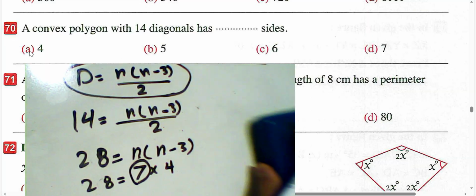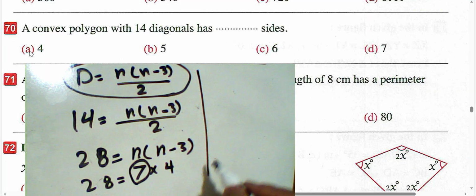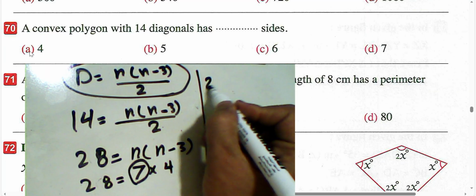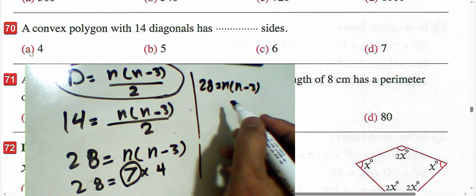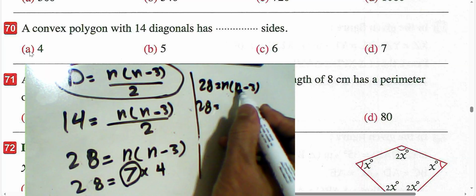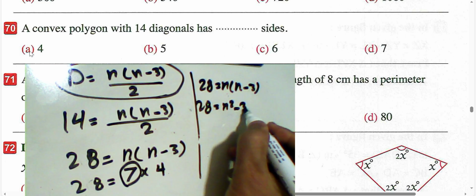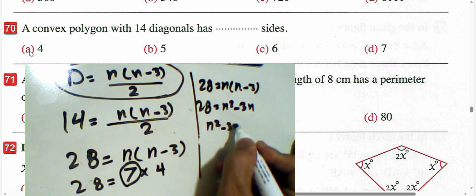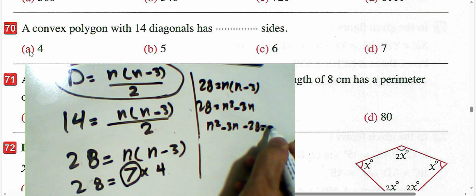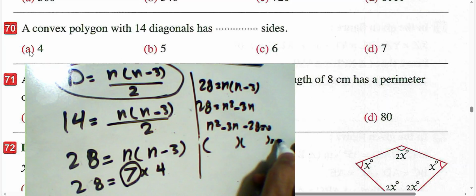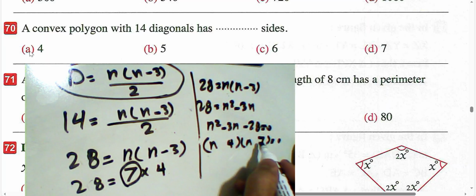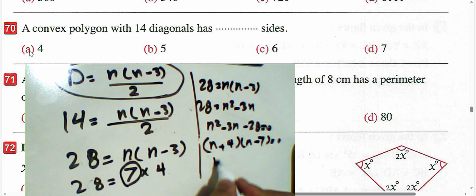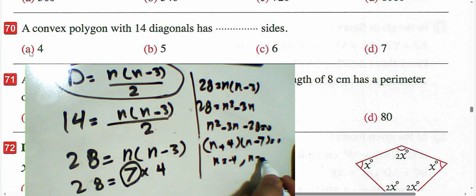Or you can complete this example by factorizing. Write 28 equals n multiplied by (n minus 3), and then expand: 28 equals n times n, n squared, and 3 times n equals 3n. Then factorize n squared minus 3n minus 28 equals 0. Then factorize the expression: n squared is n times n, and 4 times 7 is 28, here negative and here positive, then n equals negative 4 and n here equals 7.